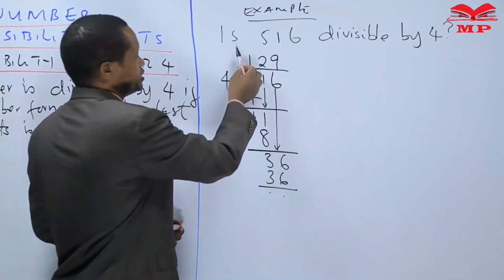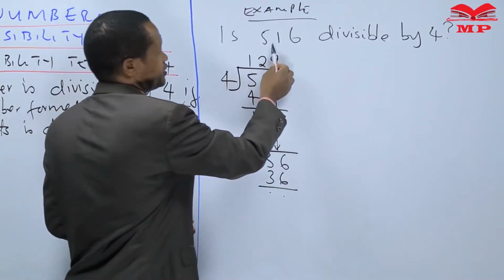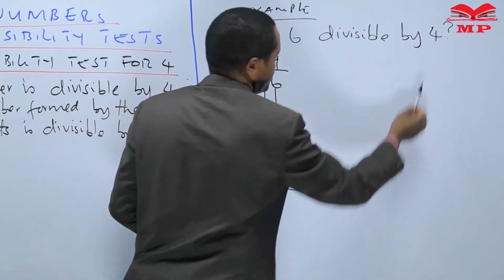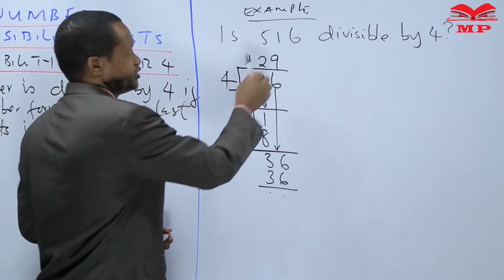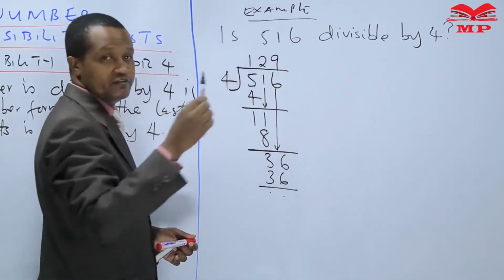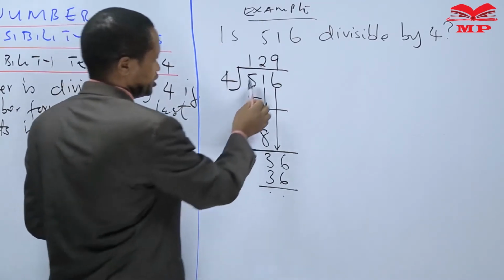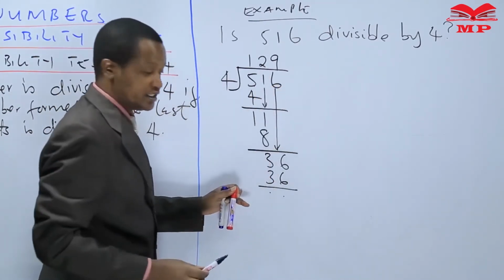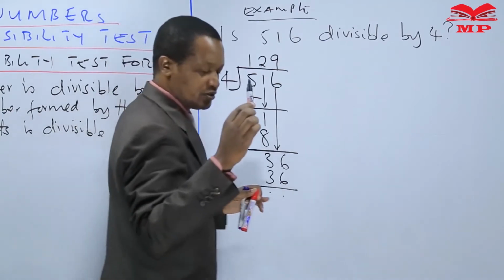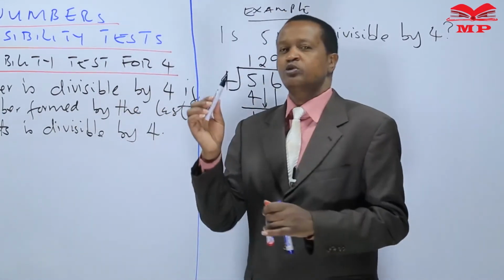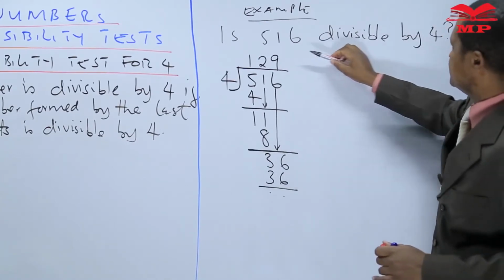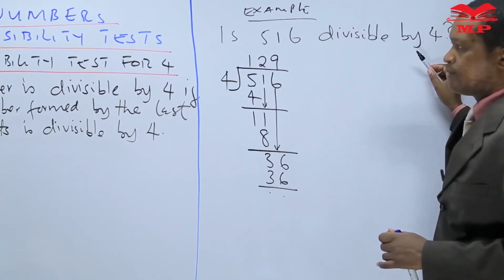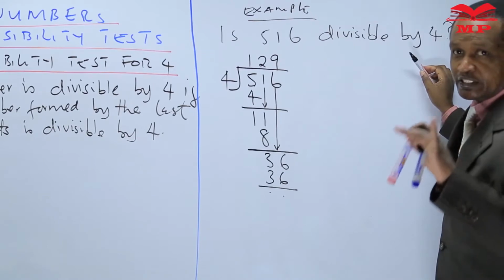So the question is: is 516 divisible by 4? The answer is yes. 516 is divisible by 4 because you can see here we have divided. But we have just said you can tell if 516 is divisible by 4 by carrying out a simple test.